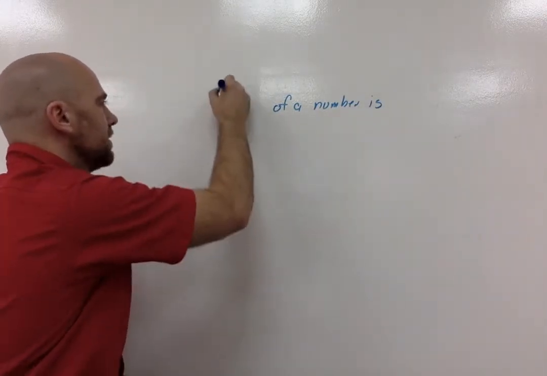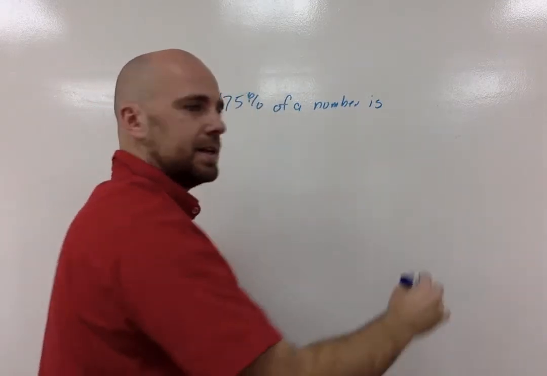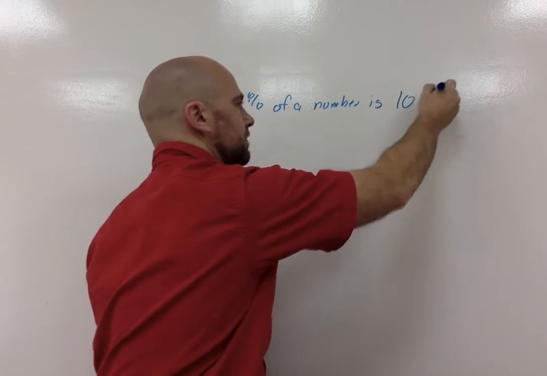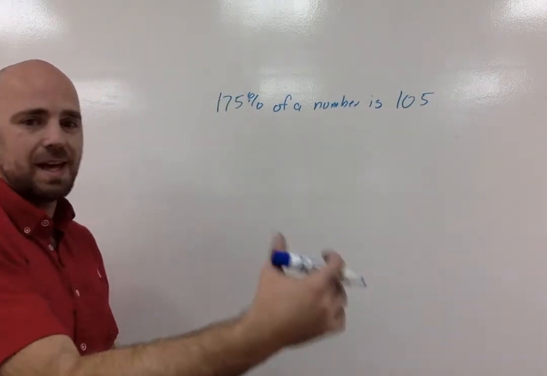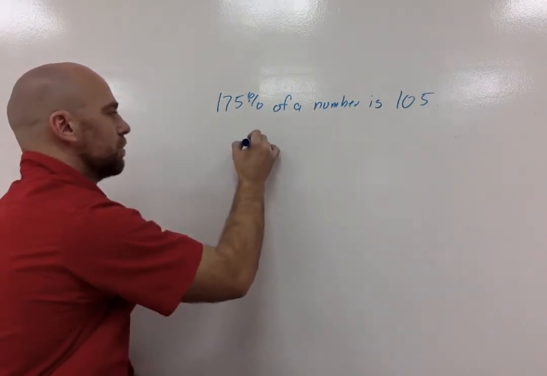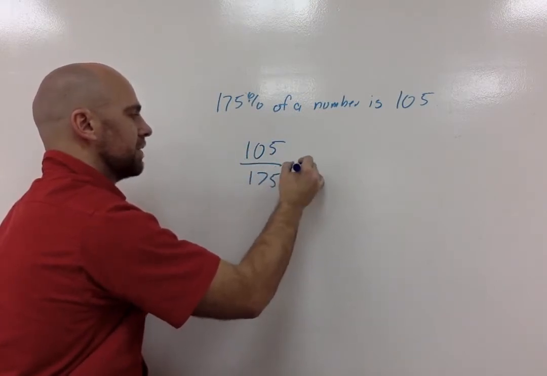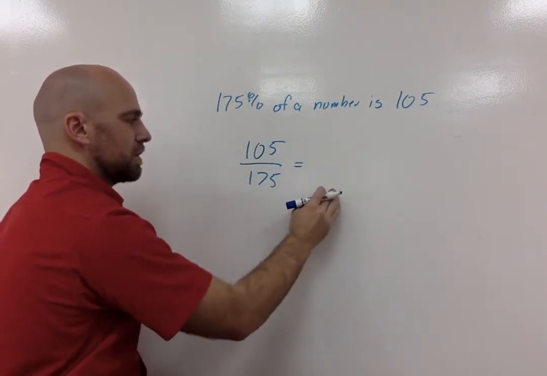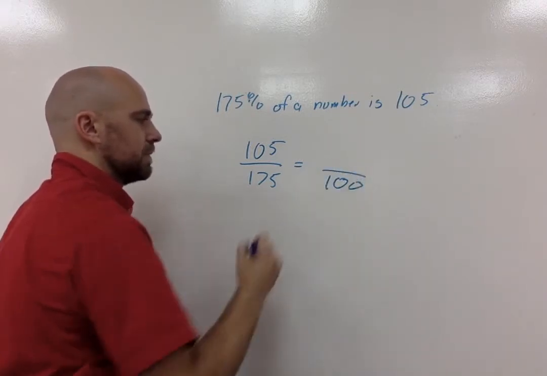So we're saying 175% of a number is 105. Okay? 175% of a number is 105. What is that number? Okay, I'm looking for what is the 100%. So I'm going to break it down again. So I have 105 over 175. Okay, so I have my percent here, so my percent also has to be at the bottom. So I'm looking for what 100% is.